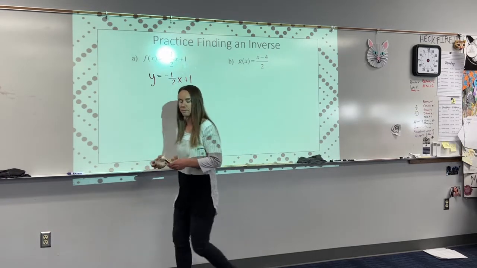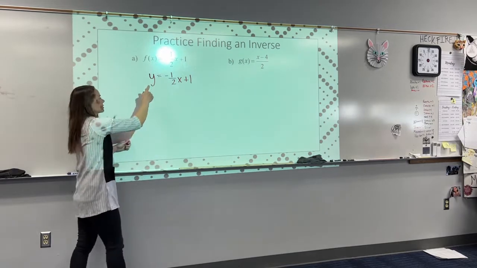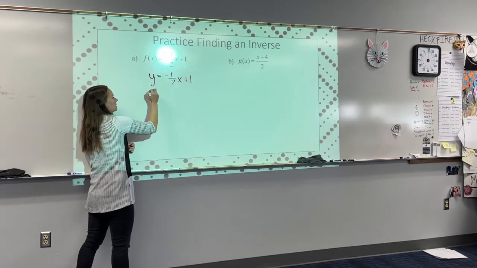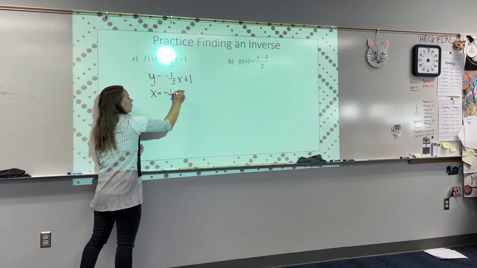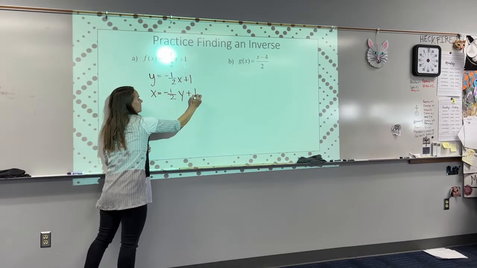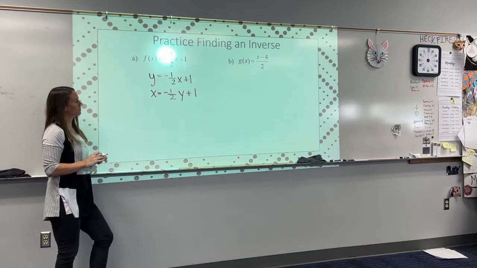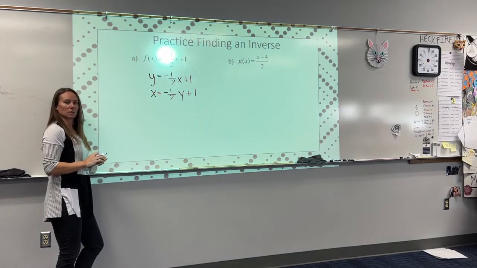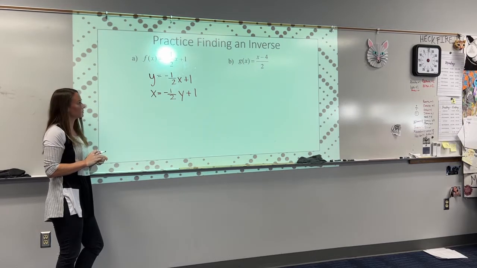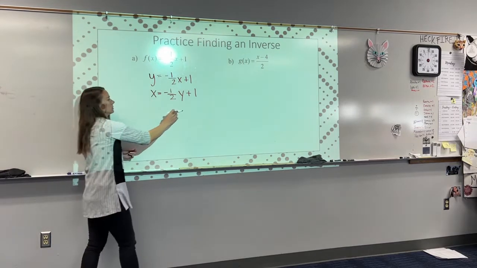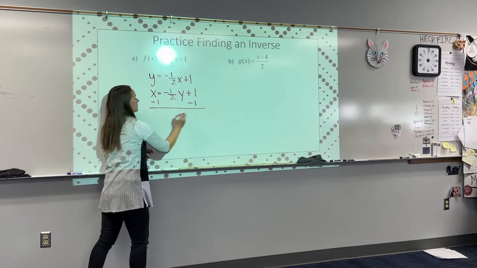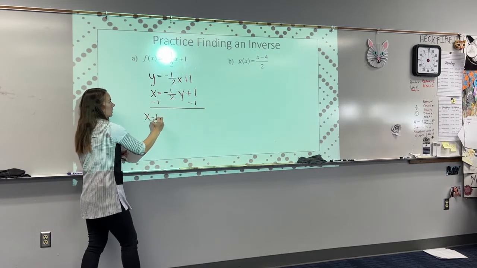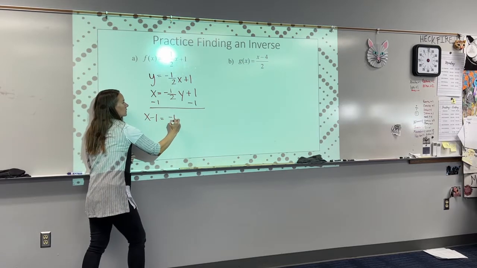swap x and y. So now we're changing the y to be an x, and changing the x to be a y, plus 1. What's the first half of the next step? Solve for y. So we're going to subtract the 1. That gives me x minus 1 equals negative 1/2 y.